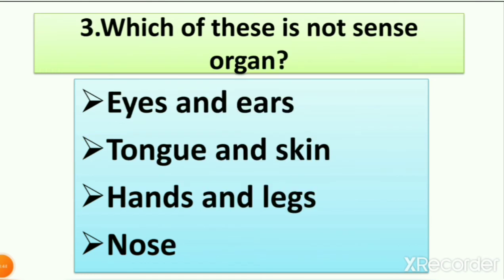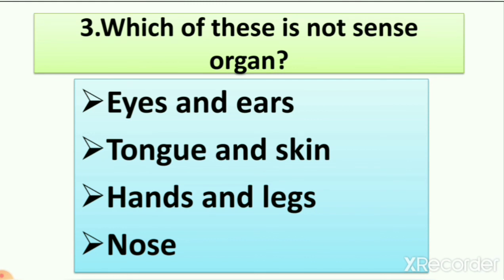Now let's see which is next one. Number three, which of these is not a sense organ? So we have to write here from this which is not a sense organ. So when we learn about sense organs, we learn that sense organs are parts of the body which help us to feel the world around us. So we have five sense organs. Which are they? Eyes, ears, tongue, skin, and nose.